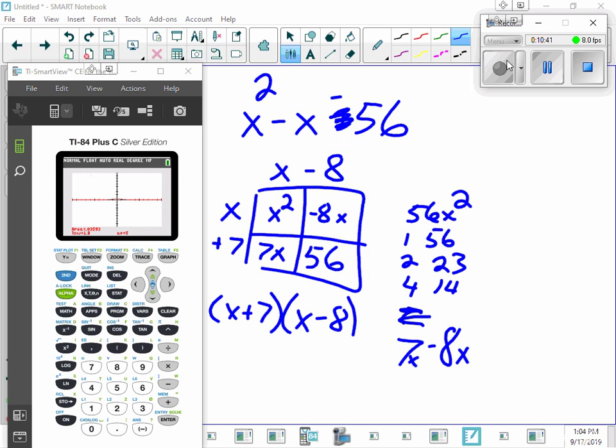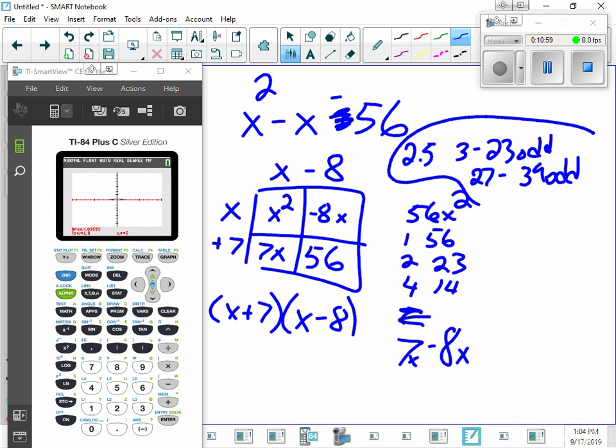So, it's 2.5, 3 through 23 odd. Did anybody write down the rest of it? And then 27 to 30, 39 odd. So here is the problem set.